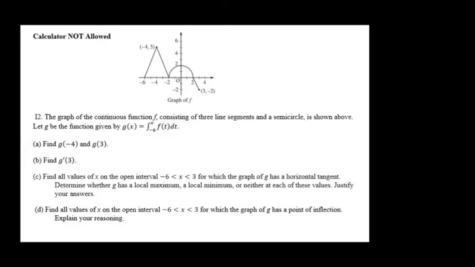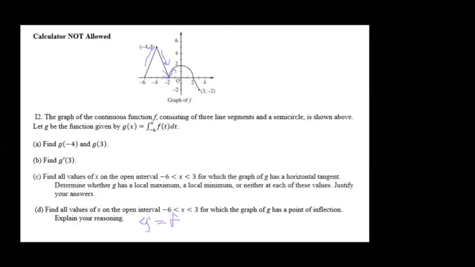We know that g prime equals f. So we just need to see here on the graph where it changes from positive to negative or negative to positive. So we're going to look here at -4. You can see that it's increasing and then decreasing. So at -4, there's a point of inflection. And then we look here at -2. You can see that it's decreasing and then it's increasing. So there's a point of inflection at -2.